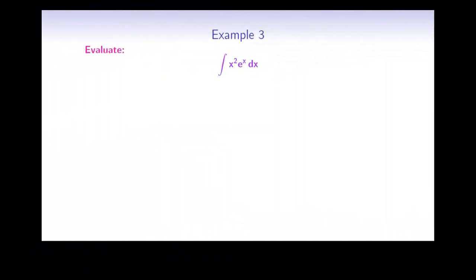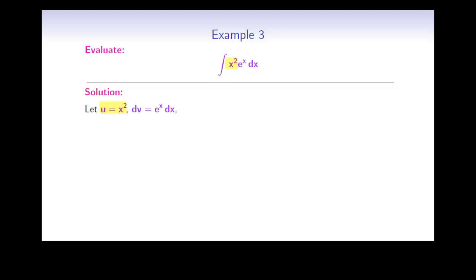Here we have the integral of x squared e to the power of x dx. First we have to choose our u and dv. This time we will let u equal x squared, because differentiating this will make it easier, whereas integrating x squared would have made it more complicated. On the other hand, e to the power of x will be the same regardless of whether you integrate or differentiate.